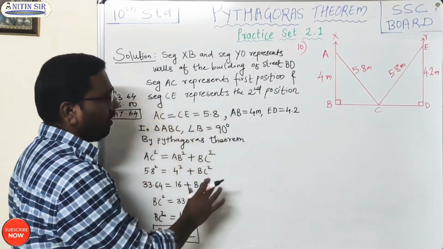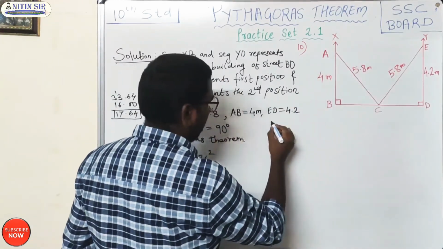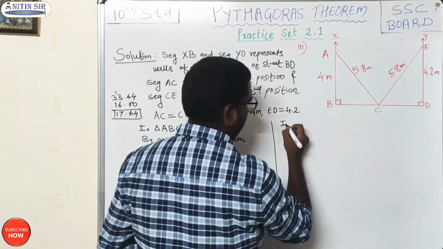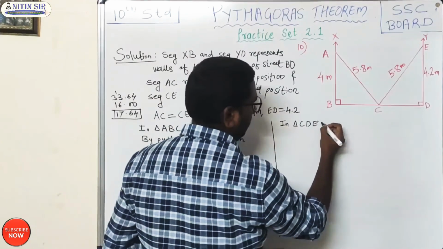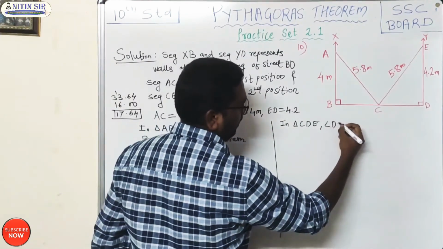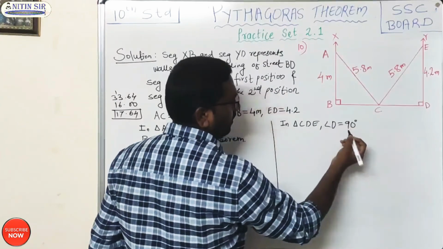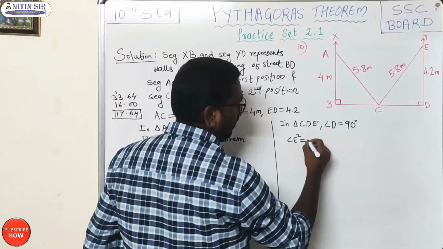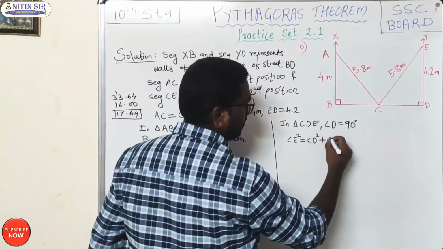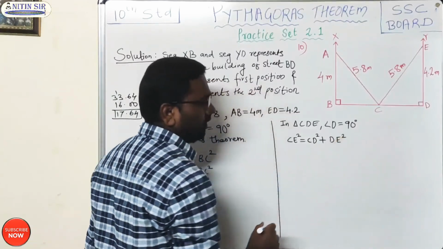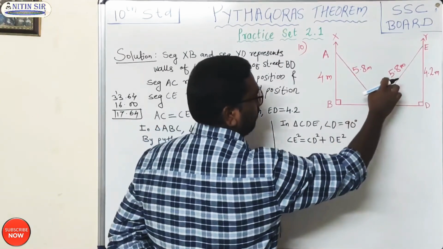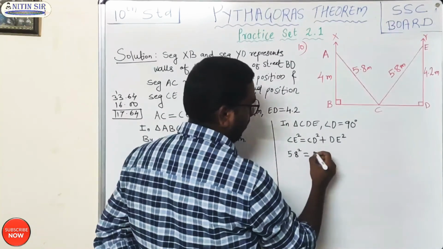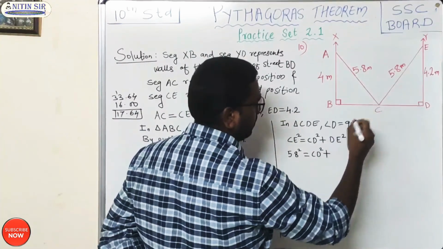Now what we will do, we have found triangle ABC. Same we will find the values of triangle EDC or CDE. In triangle CDE, angle D is equal to 90 degree. So CE will become hypotenuse. Then CE square is equal to CD square plus DE square. Okay, CE square means what? 5.8 ka square. This is equal to CD square plus DE is 4.2 ka square.